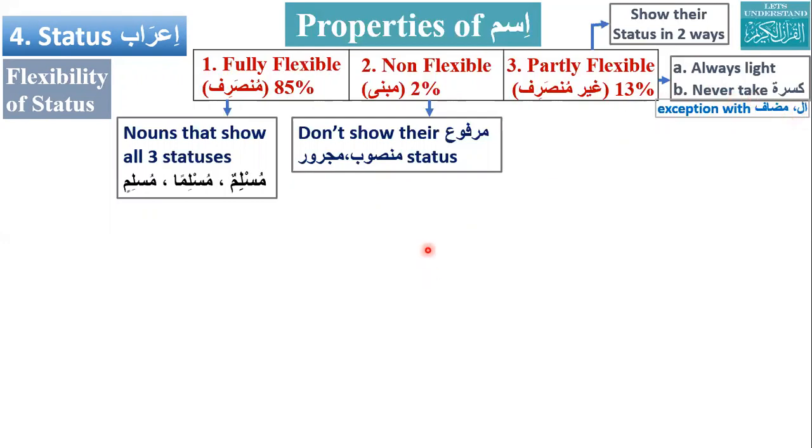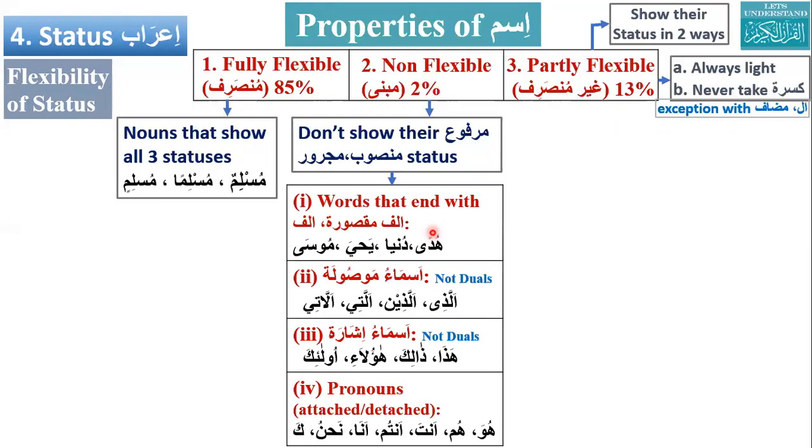So let's look at the non-flexible nouns. So what are those non-flexible nouns? All the words that end with alif maksura or ya maksura, they are non-flexible, like Hudan, Dunya, Yahya, Musa. So Musa remains Musa, whether it is Mansub or Majroor. So Musa, similarly, Yahya remains Yahya. It would not be Yahyu, Yahyi. So it is Yahya always in all the Marfu, Mansub statuses. Hudan, Dunya. So all the words that have Alif Maksura at the end, they are non-flexible.